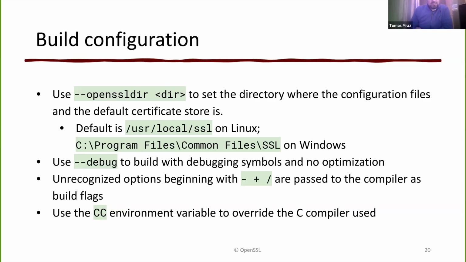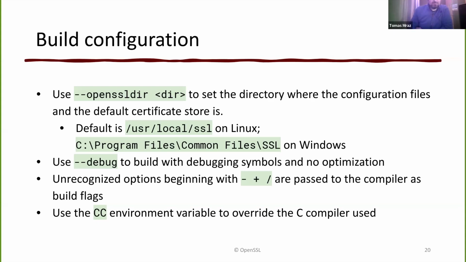Unrecognized options that begin with dash, plus, or slash are passed to the compiler as build flags. So you can pass things like defining some macros, which can affect how OpenSSL is built and some details of the behavior of the built OpenSSL, and you can pass some optimization flags or warning flags to the compiler and so on. And you can use the CC environment variable to override the compiler used.